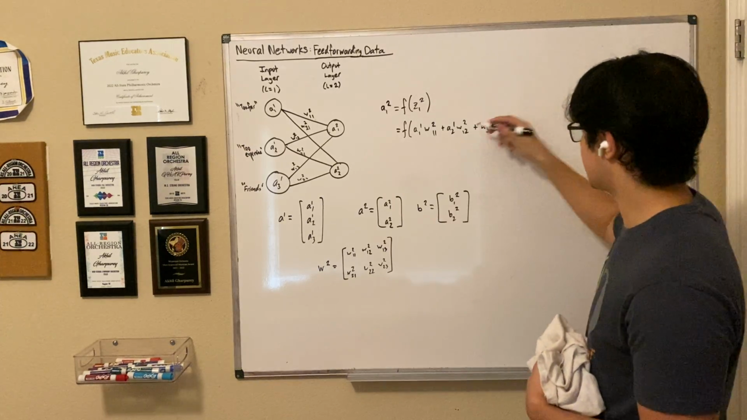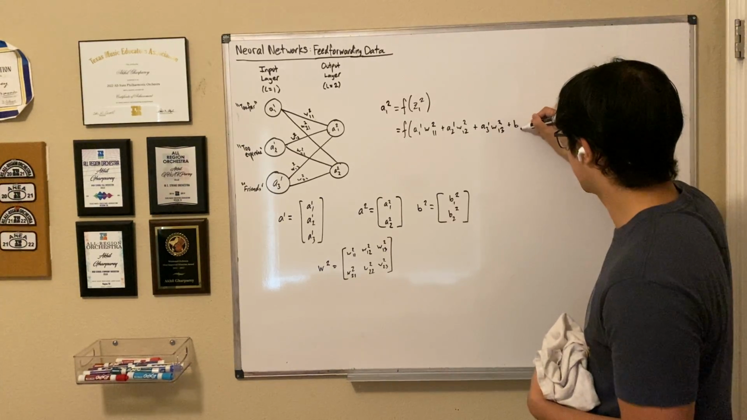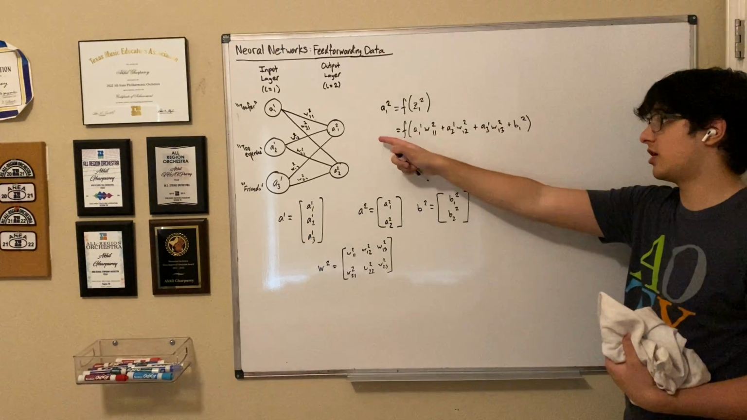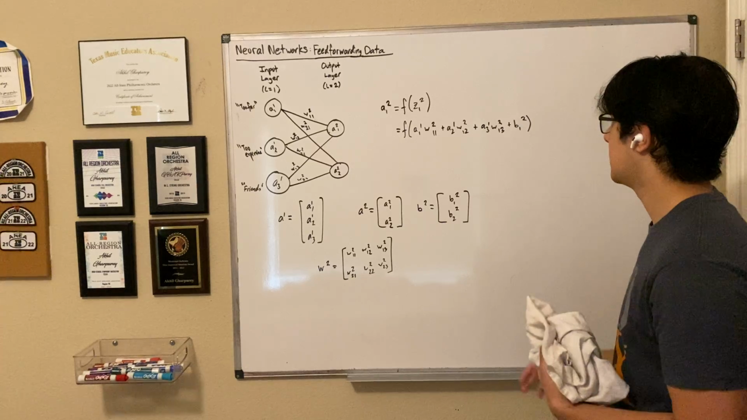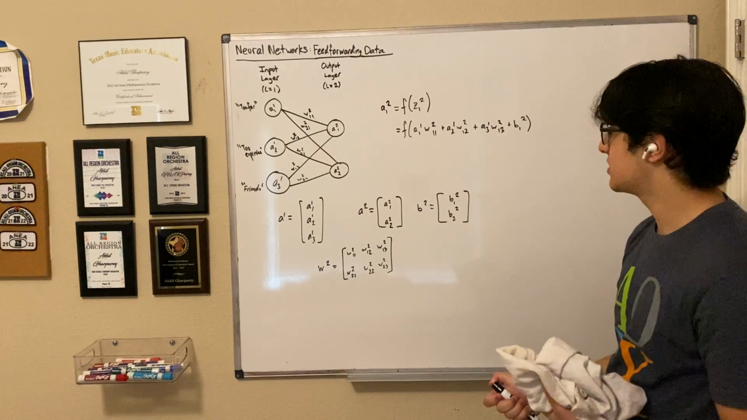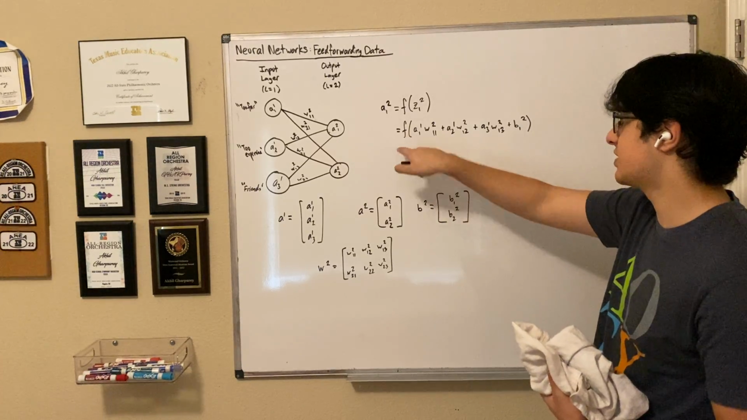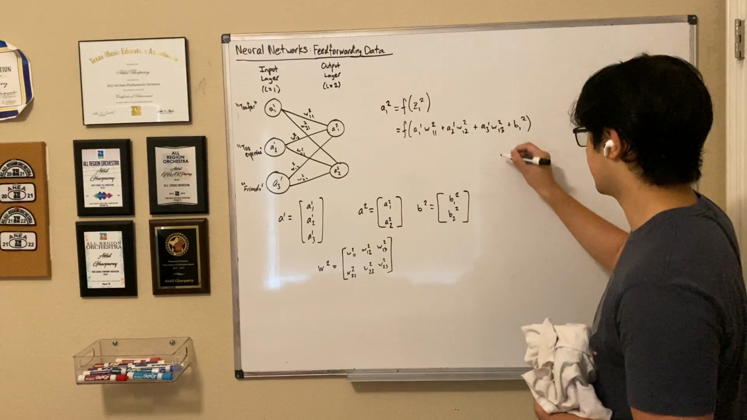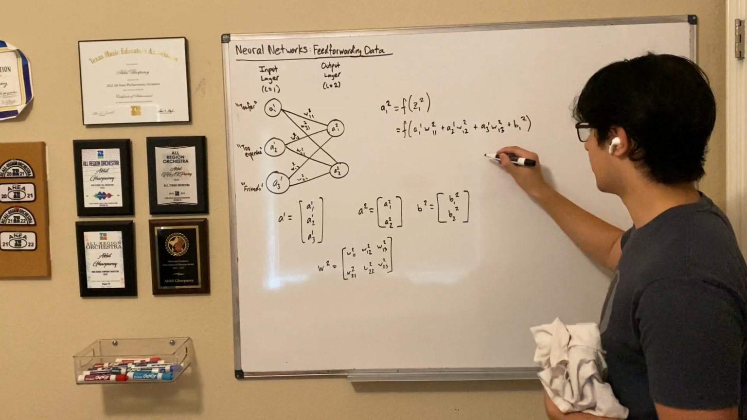So in our case here, we're going to use the bias for the first neuron in the second layer. And now what can we do with this? Well, we need to determine what this function is going to be. A common function used in machine learning is what's called the sigmoid function.